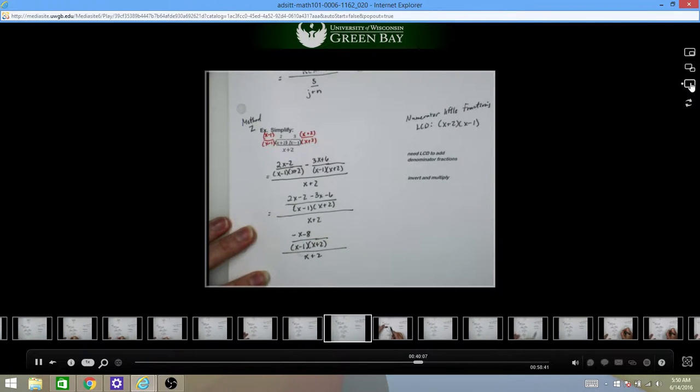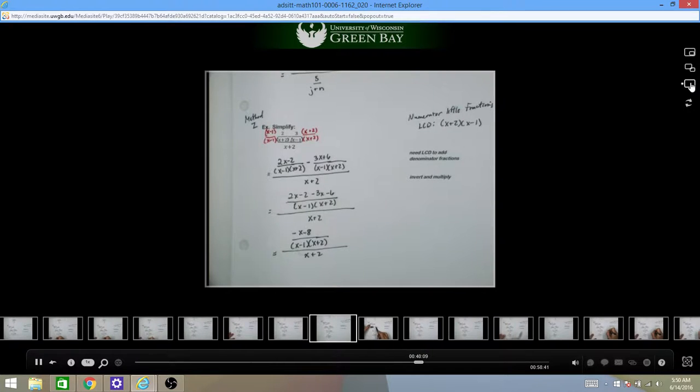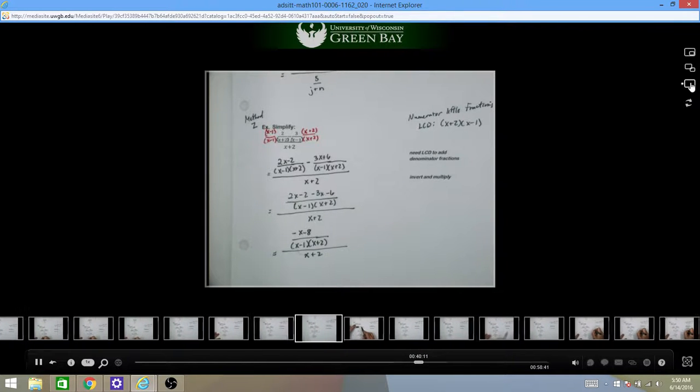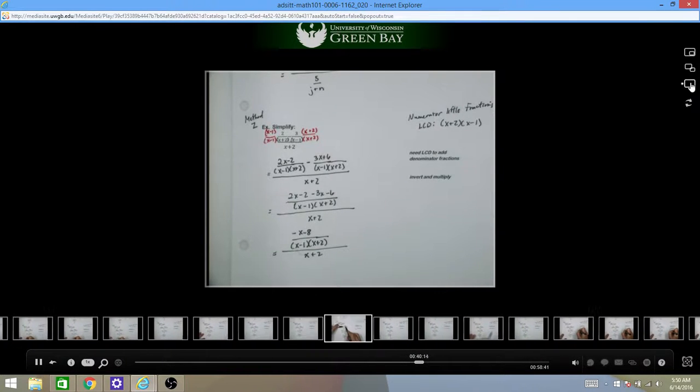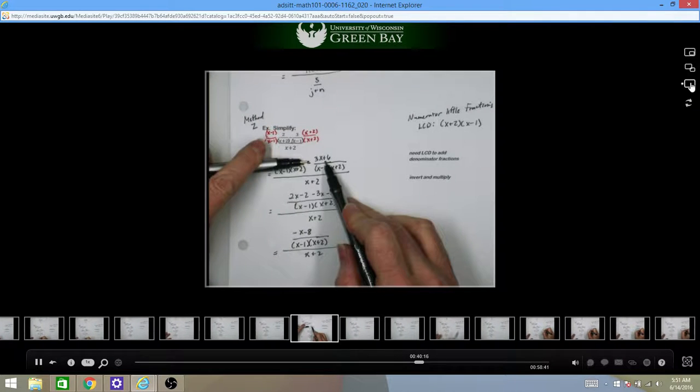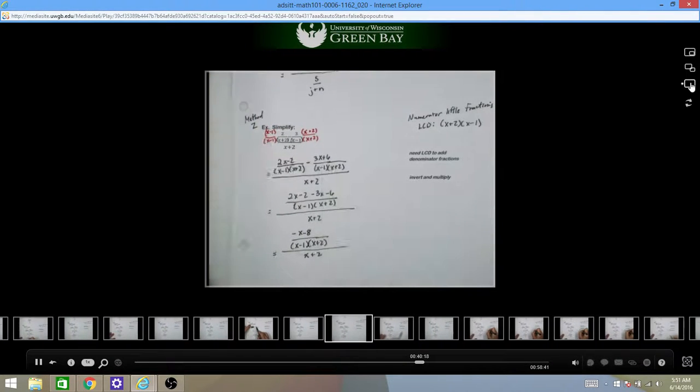Wait, I'm confused. Isn't it supposed to be plus 6 in the second one? So it was a plus 6, but then this minus distributes. Oh, okay. So it's minus. Any other questions?